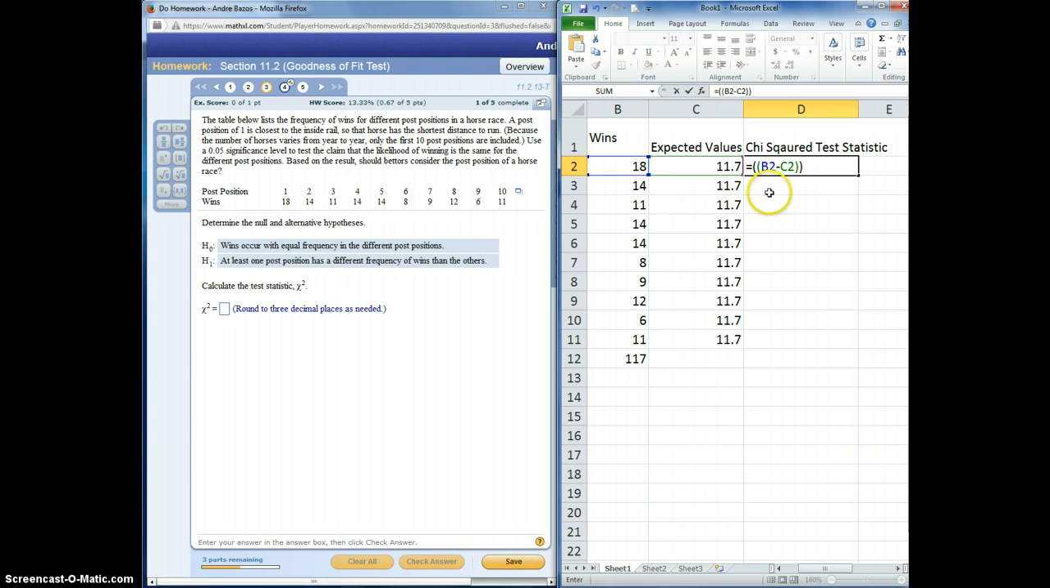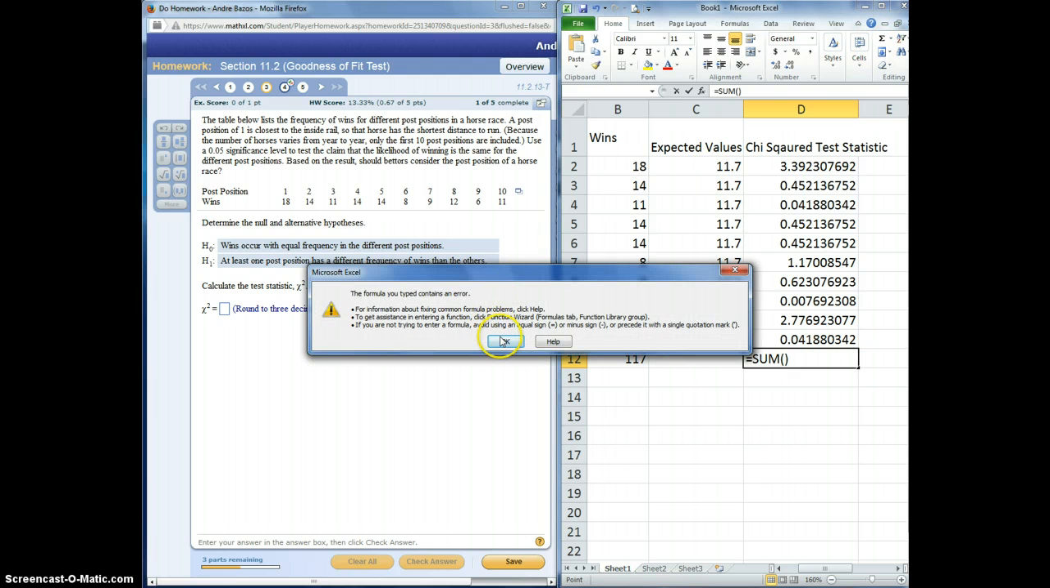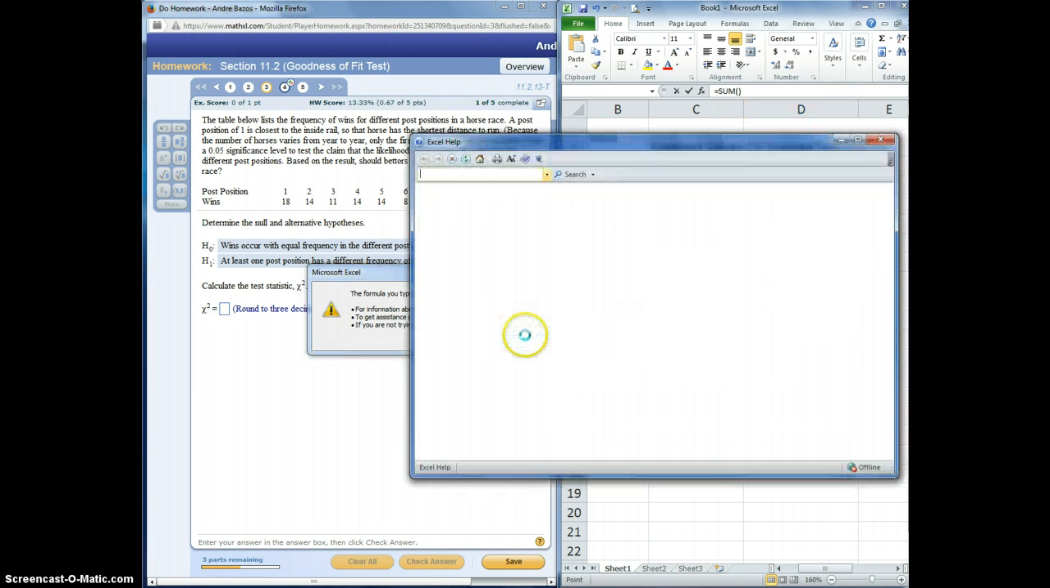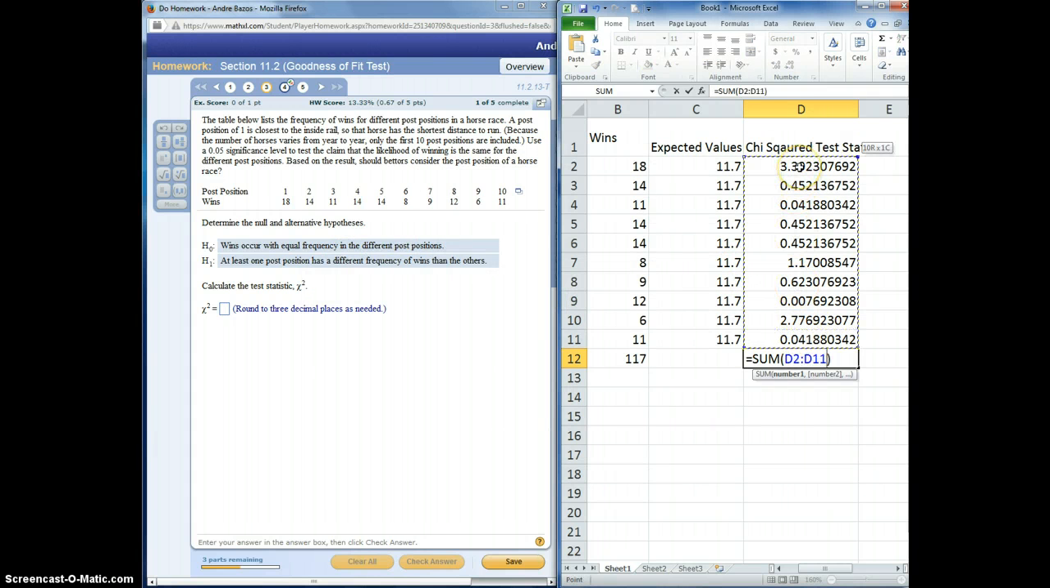Then I will square those. Oops, I forgot to do the square inside the parentheses. Then divide by the expected as well. Hit enter. There's that one value, and there's all of them. Now I want to add those all up. For some reason my sum formula isn't working when I double click, so I'm just going to select those. So this is my chi-squared.